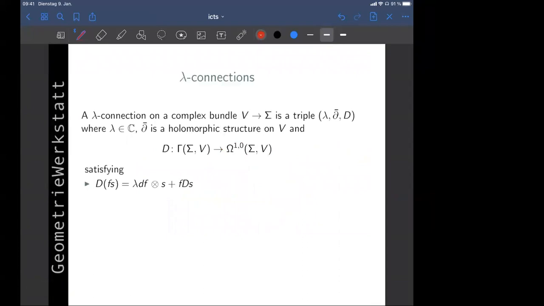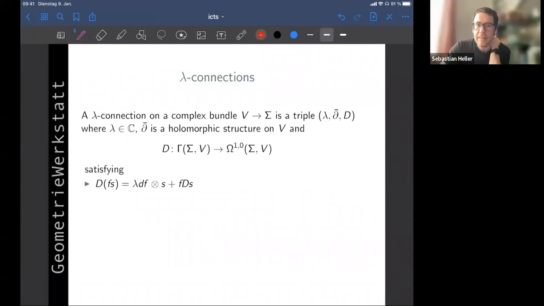Yes, sure. So what is the difference between a section and a function on a curved space? Oh, a section. I have a complex vector bundle V. So the section is a map from sigma into this vector bundle V, which projects to the identity, while a function is just a map into complex numbers or real numbers.